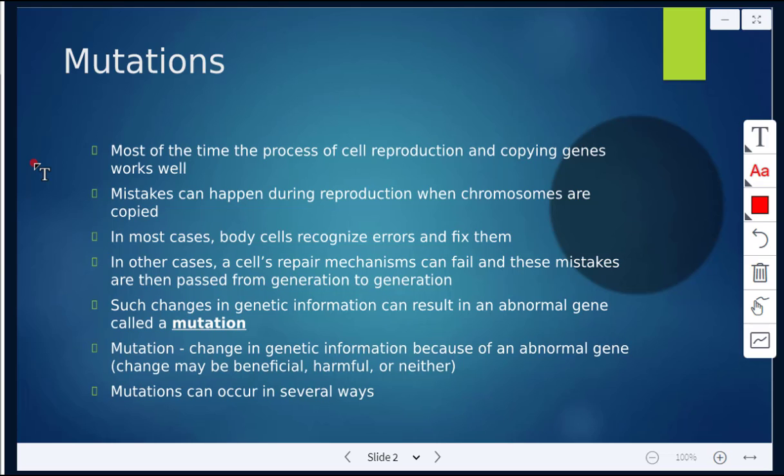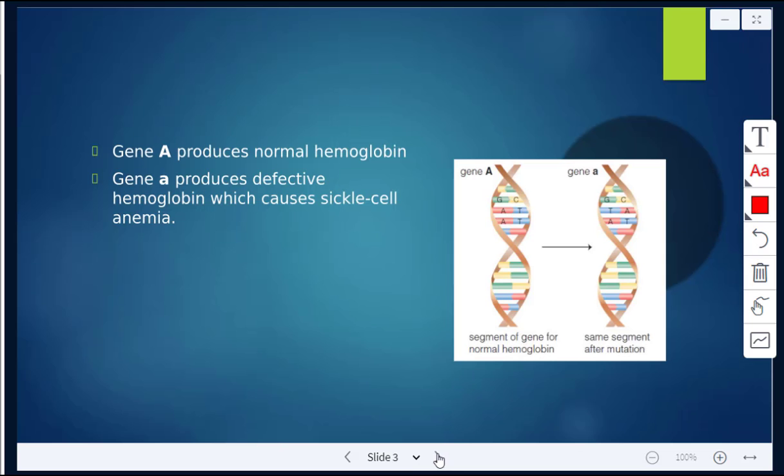So a mutation is a change in genetic information because of an abnormal gene, and these mutations may be beneficial, they may be harmful, or they may be neither. They may not be beneficial or harmful, they're just there. And mutations can occur in several ways.